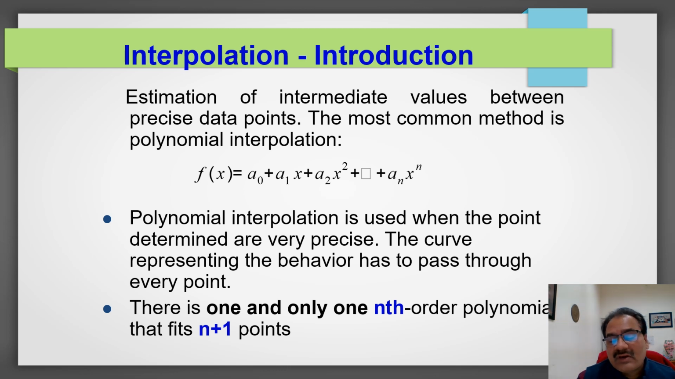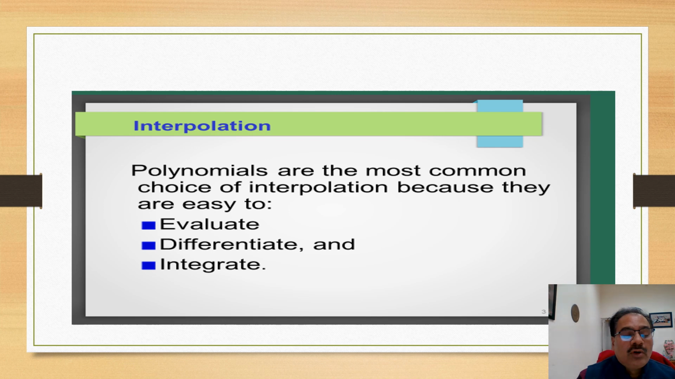Polynomial interpolation is used when the points determined are very precise. The curve representing the behavior has to pass through every point. There is one and only one nth order polynomial that fits n plus 1 points. Why do we always take the equation y equal to f(x) for any purpose? Because it is always easy in mathematics to discuss anything.